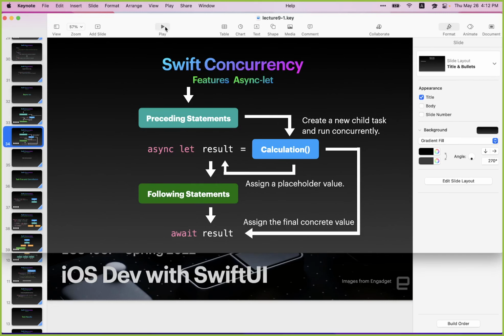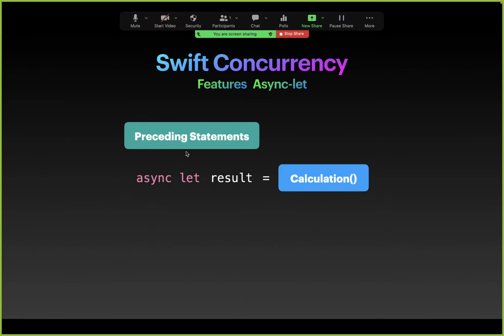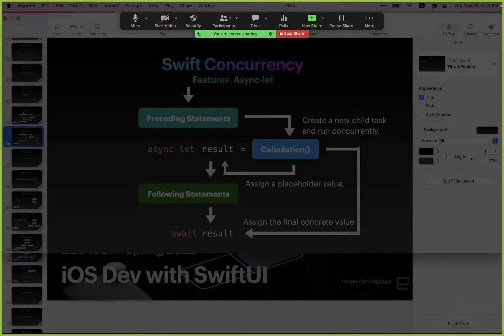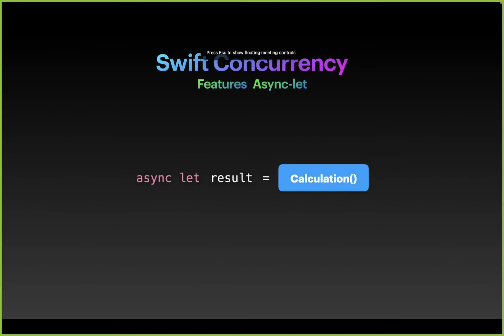All right, here we go. Okay, so last time we stopped at this thing called async let. It's a feature provided by the Swift concurrency system. All right, is that better? All right. So just a recap of what we have talked about before.